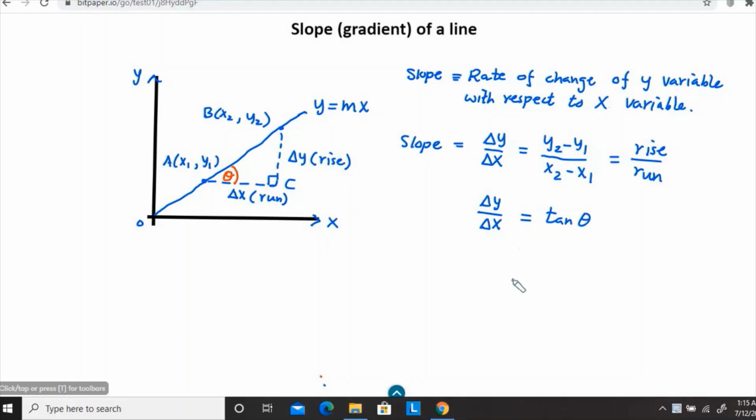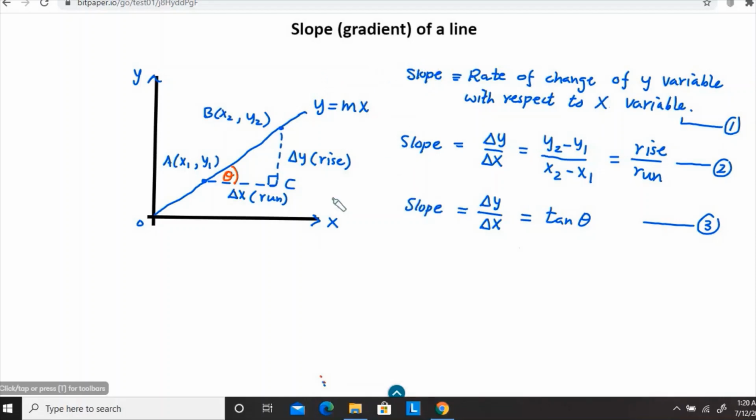So we have three methods to define the slope. This is the first way of defining the slope. This is the second way of defining the slope, rise over run. And then this is the third way of defining the slope. Simply look at the angle the line makes with the positive x-axis and then take the tangent of that angle. So these are the three more common ways of defining the slope or the gradient of a line.